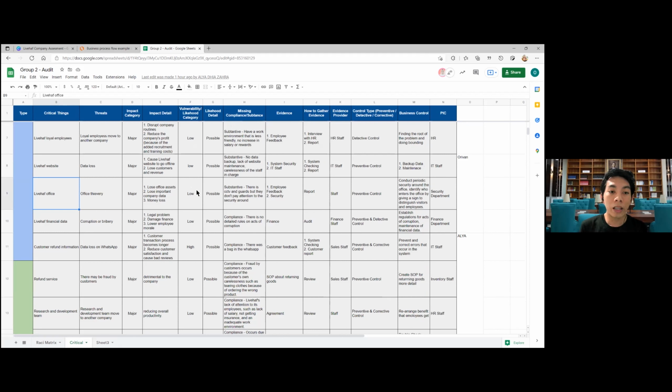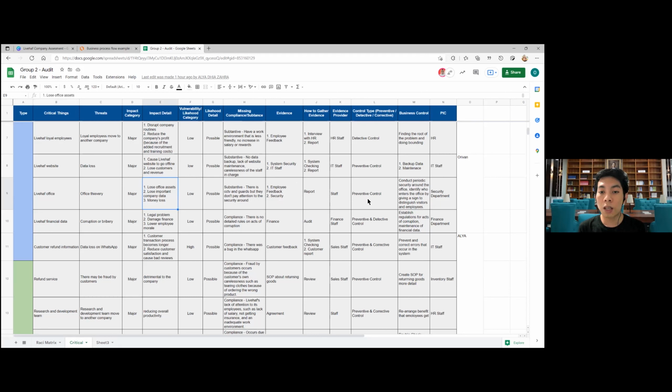The vulnerability is low, and the likelihood detail is possible. The missing one is substantive. There is CCTV and so on, but they don't pay attention to the security around. The evidence is, first, employee feedback, and the second is security. To gather the report and evidence is tough.